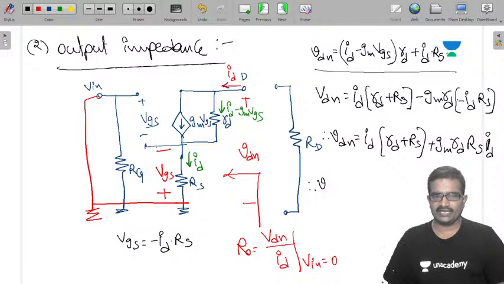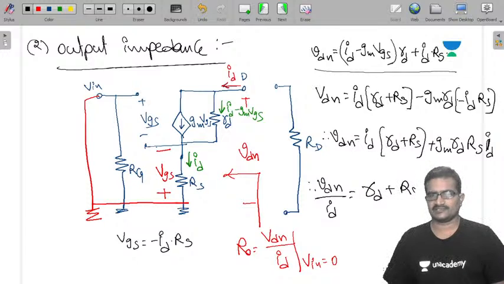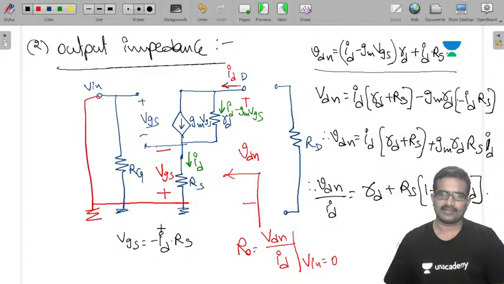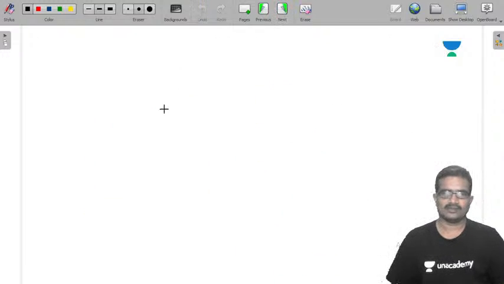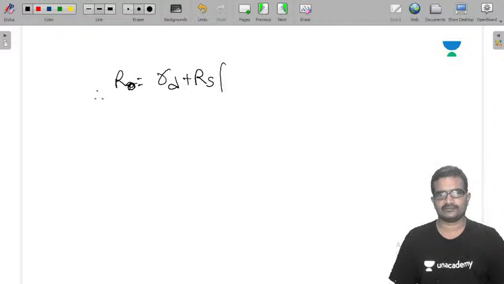Therefore VDN by ID is RD plus RS plus RS into (1 plus Gm into Rd). Okay, therefore output resistance is small Rd plus Rs into (1 plus Gm into Rd).